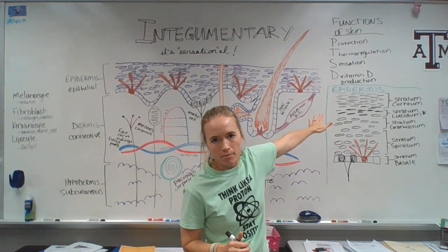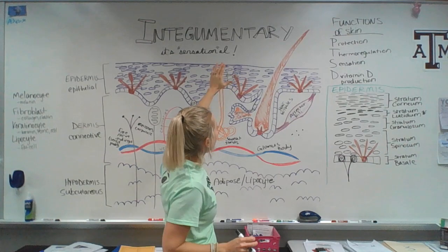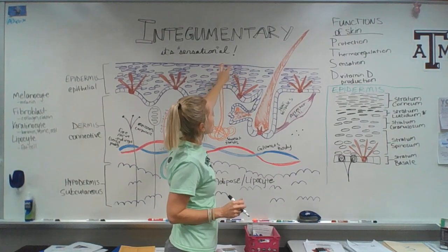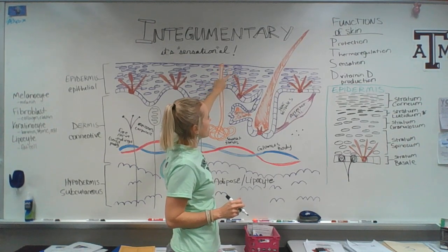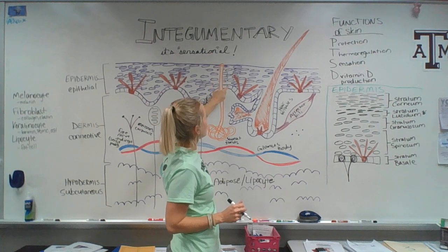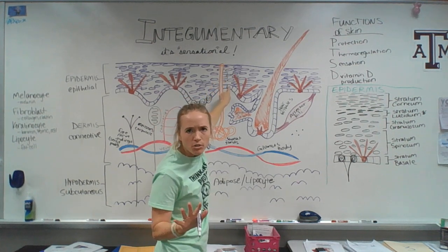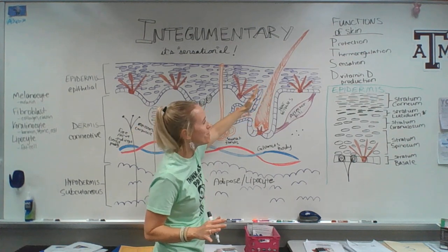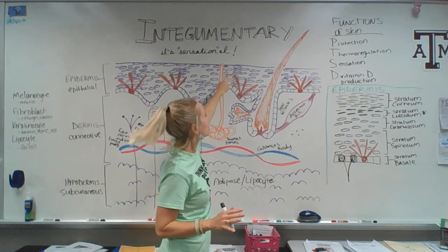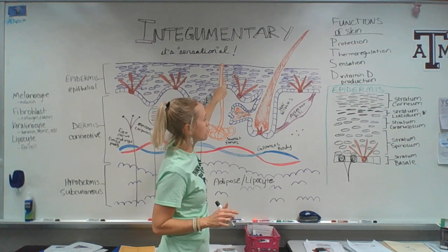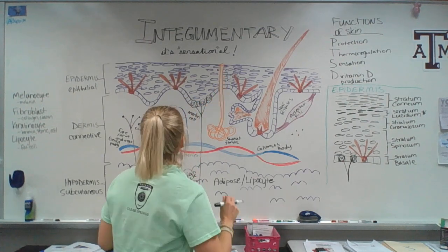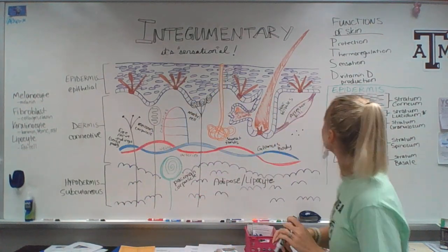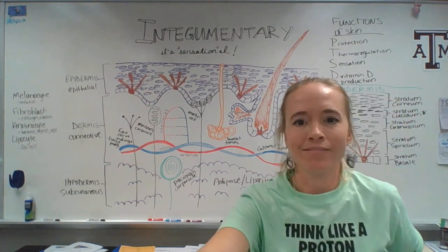Stratum just means layer. Okay, so we have our epidermis. You have your corneum, lucidum, granulosum, spinosum, basal. Except I just lied to you. There's a hair here, so we would not have a lucidum, would we? So it would be just corneum, granulosum, spinosum, basal. I think that's it.